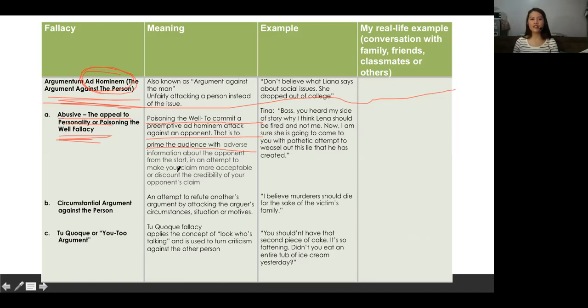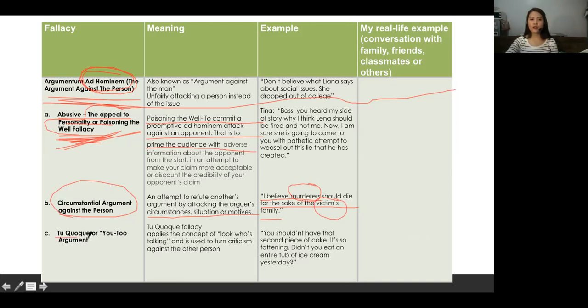Sige. Next is circumstantial argument against the person. Arguer's circumstances, situation, or motives. Dito, the appeal to personality or you poison the well, here naman yung circumstances ng tao. So, I believe a murderer should die for the sake of the victim's family. Diba? So, kailangan mamatay para sa pamilya. Diba? Or any other circumstance actually.